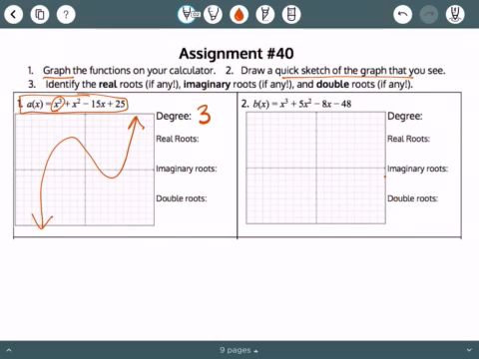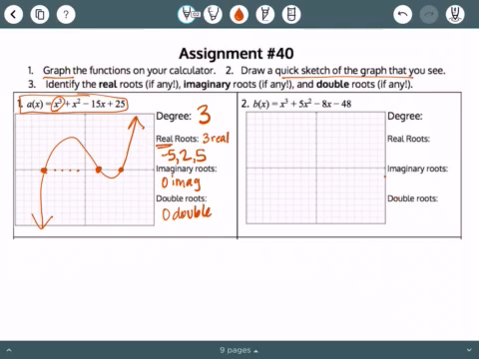Right, so let's say my graph actually looks like this. My real roots are going to be here, here, and here, anywhere that touches the x-axis. So I would say that there are 3 reals, and they hit at maybe negative 5, maybe 2, maybe positive 5. I would say that there are 0 imaginary solutions, and I would say that there are 0 double solutions.